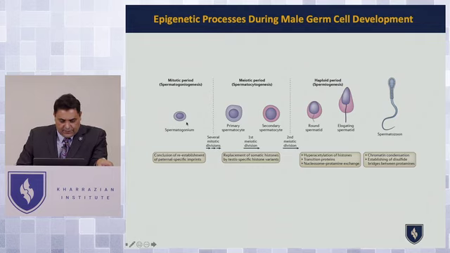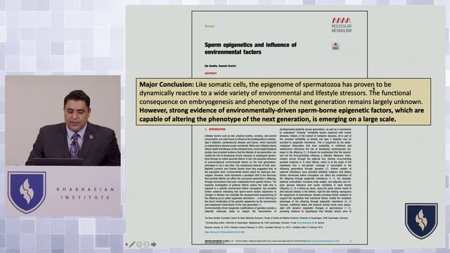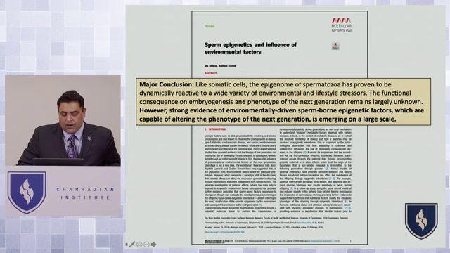So during this stage of sperm cell development, where these cell divisions take place, that's where these genes can turn on and off and so forth. So sperm epigenetics and influence of environmental factors. Major conclusion: like somatic cells, the epigenome of spermatozoa has proven to be dynamic, reactive to a wide variety of environmental and lifestyle stressors. The functional consequence on embryogenesis and phenotype of the next generation remains largely unknown. However, strong evidence of environmentally driven sperm-borne epigenetic factors which are capable of altering the phenotype of the next generation is emerging on a large scale.